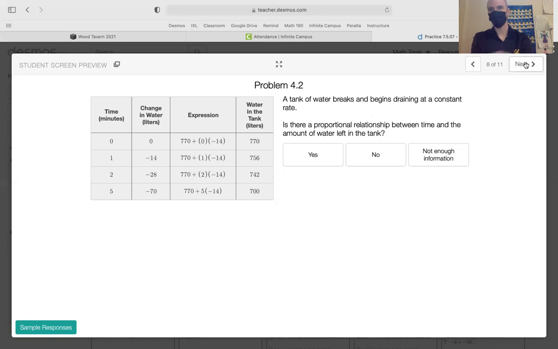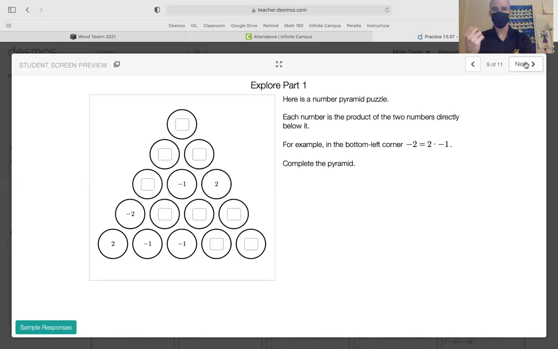All right, and so for the Explore here, it says each number is the product of the two numbers directly below it. So for example, this -2 right here is the product of 2 and -1. And so we can complete the pyramid. If I look at this box here, it should be the product of -1 and -1. That's 1. And -2 times 1 is -2.